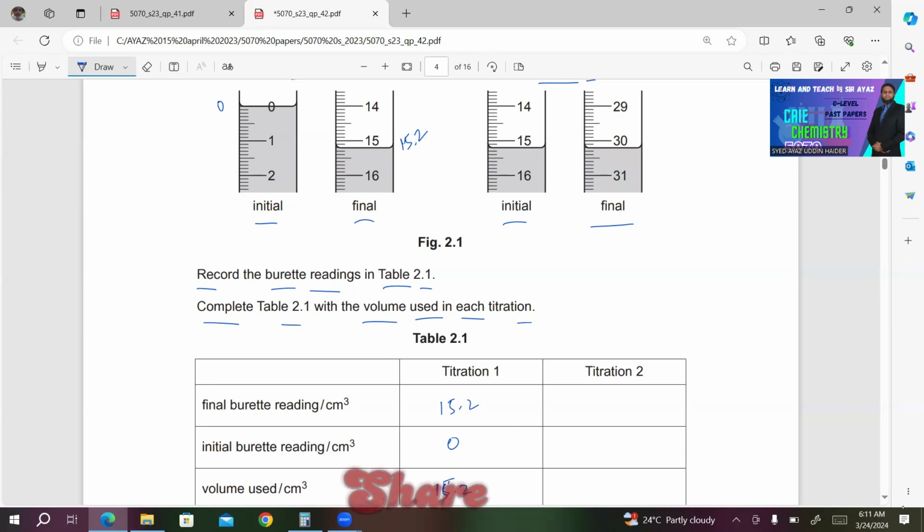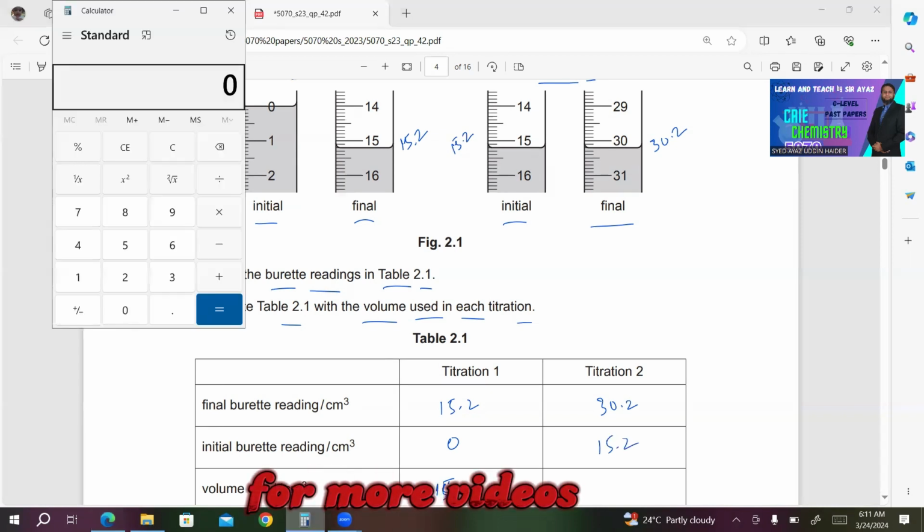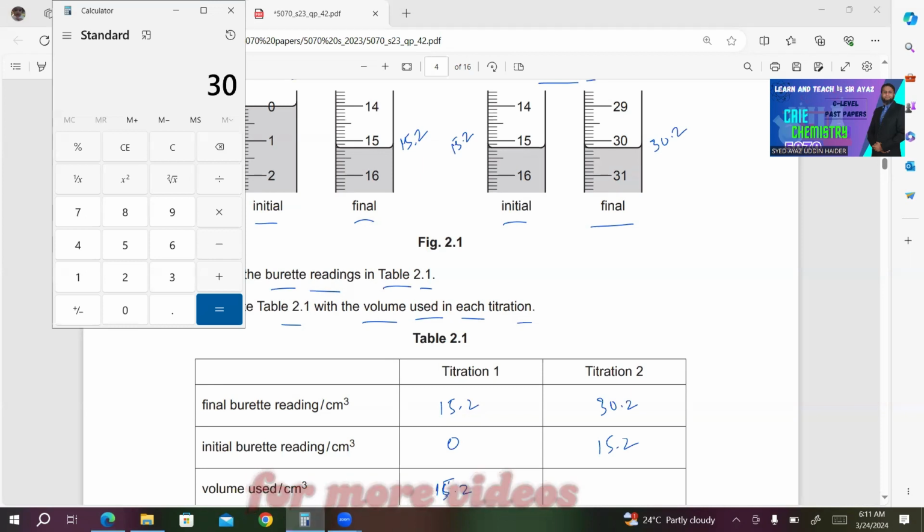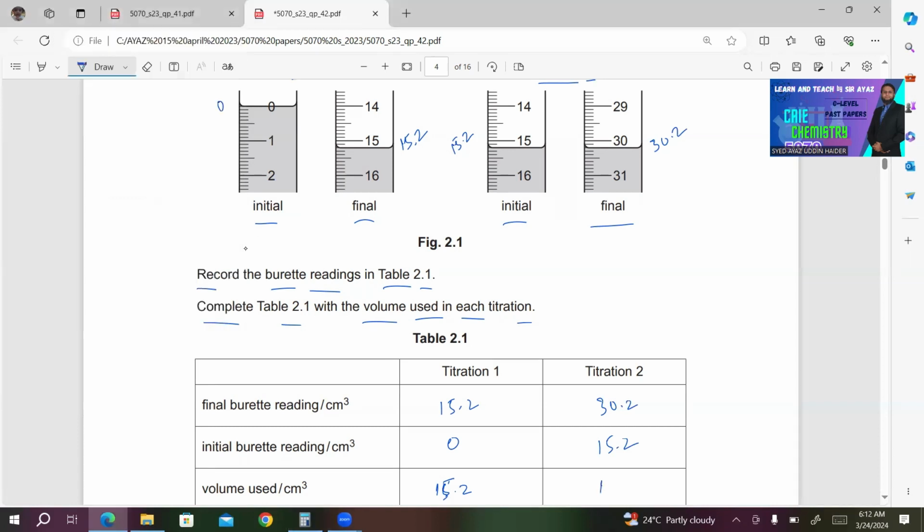What about titration 2? 30.12. So you write 30.2 here. Initial reading 15.12. 15.2. So I will write 15.2 here. So the volume used will be 30.2 minus 15.2 gives 15 centimeter cube.